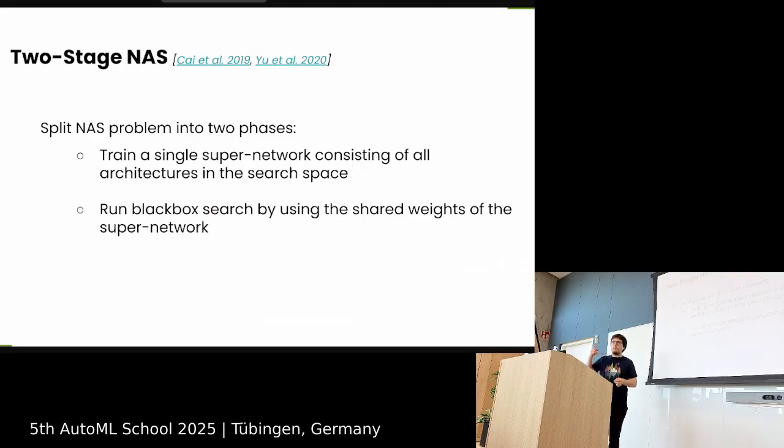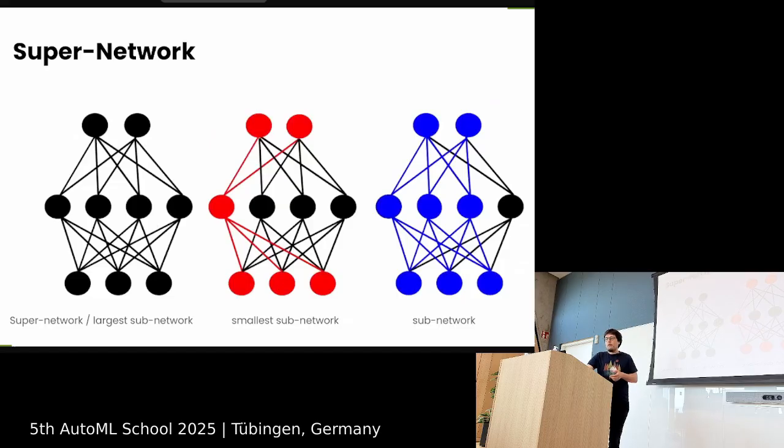Just that every time you evaluate an architecture, you don't train the architecture from scratch anymore. You just take a subset of the shared weights of your super network. And so it becomes very cheap, essentially, because there's no training involved anymore. So how does it look? Here's a very simple example.